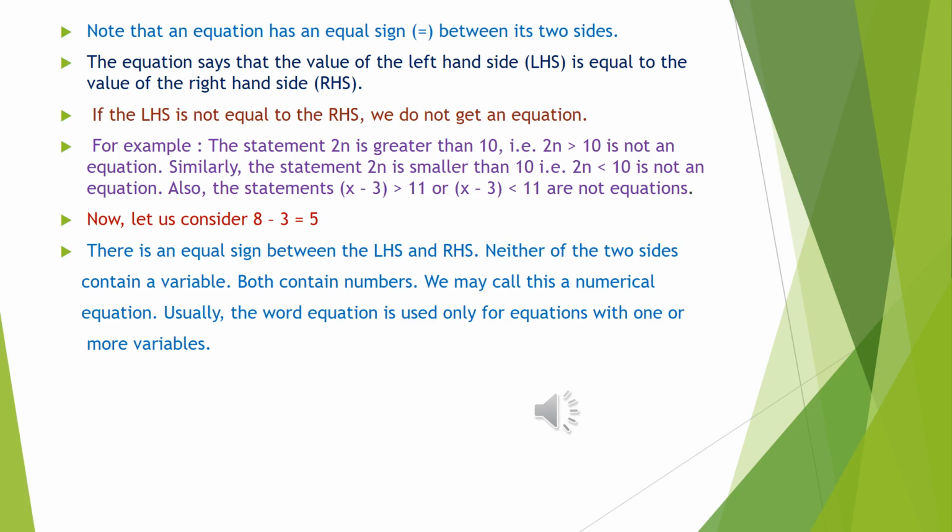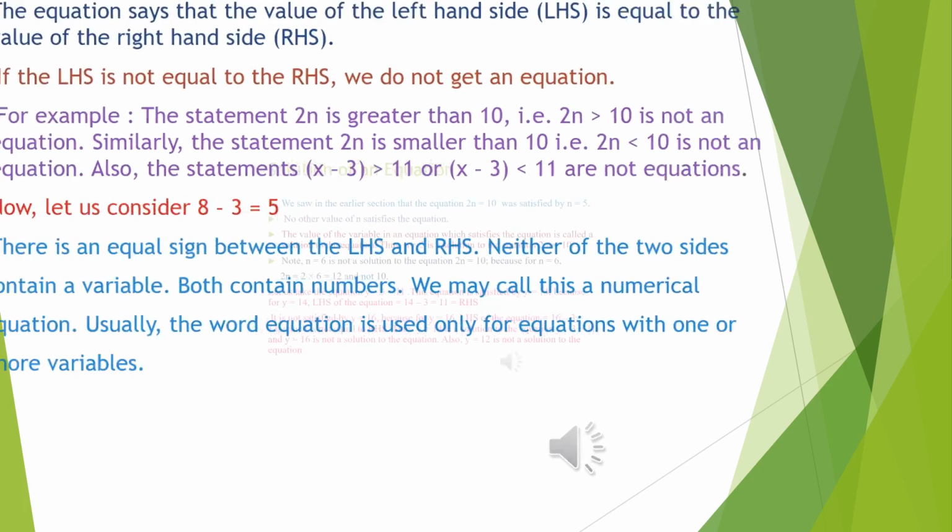Now let us consider 8 minus 3 equals to 5. There is an equal sign between LHS and RHS. Neither of the two sides contain a variable. Both contain numbers. So we may call this a numerical equation. Usually, the word equation is used only for equations with one or more variables. Hope these points are clear to you all.